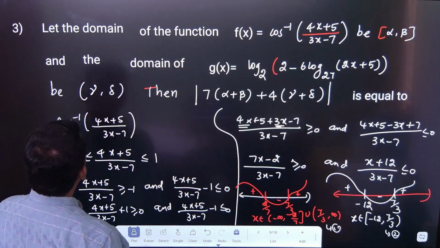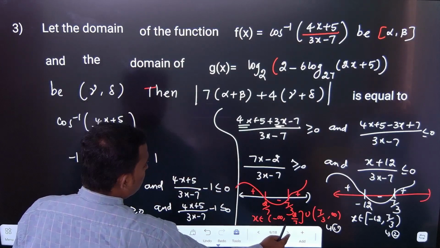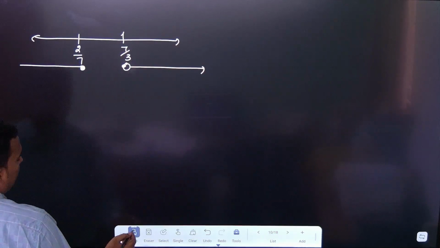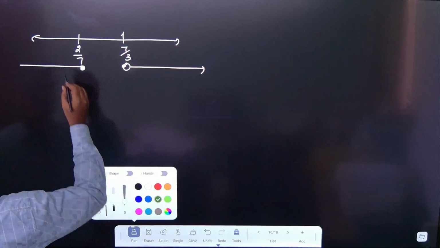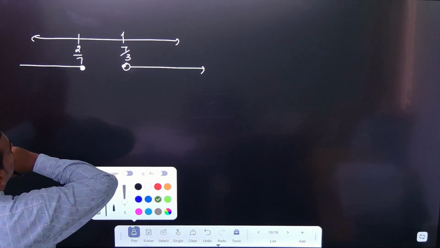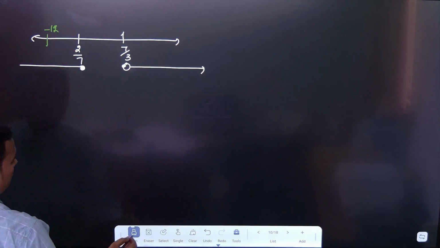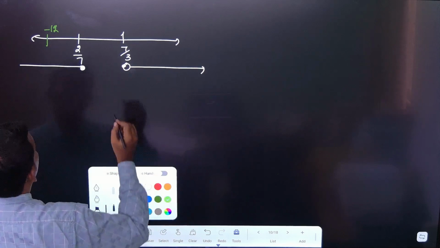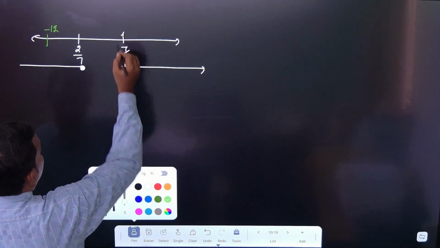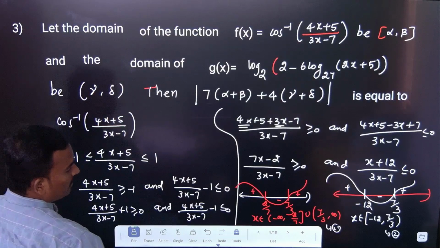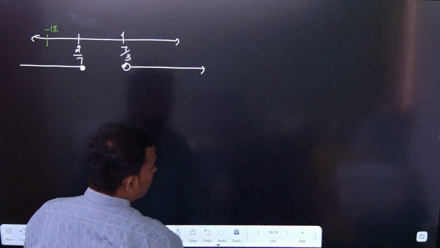Next is minus 12 to 7 by 3. Let us take another color. Where is minus 12? Let's take minus 12 here, and then 7 by 3 here. Is 7 by 3 included or not? 7 by 3 is not included. Minus 12 is included.